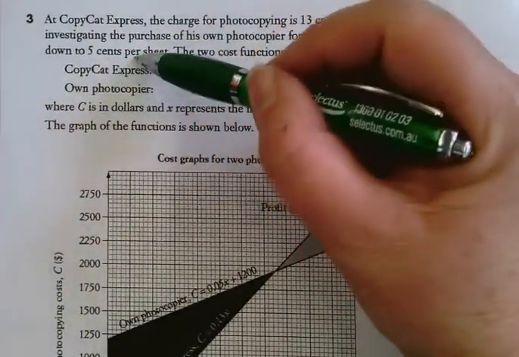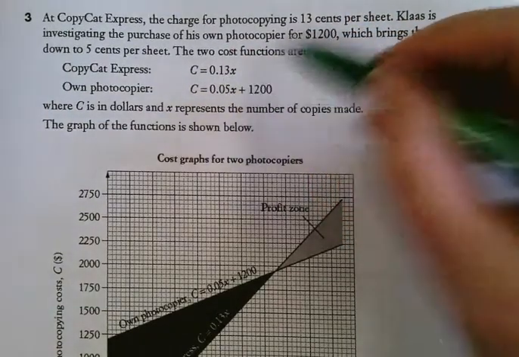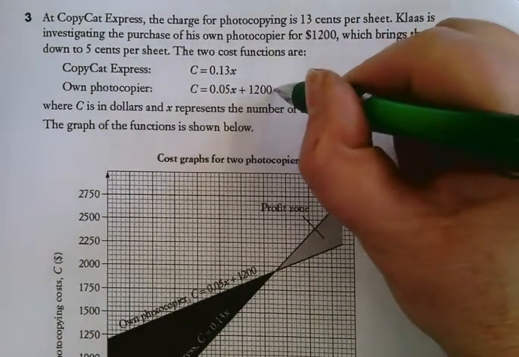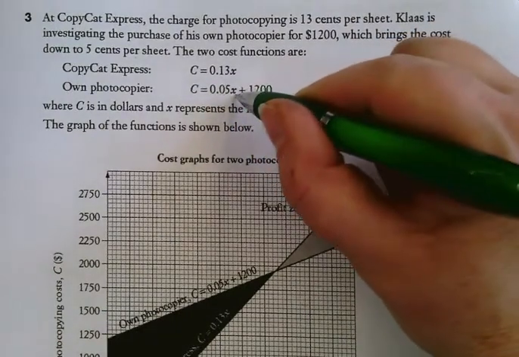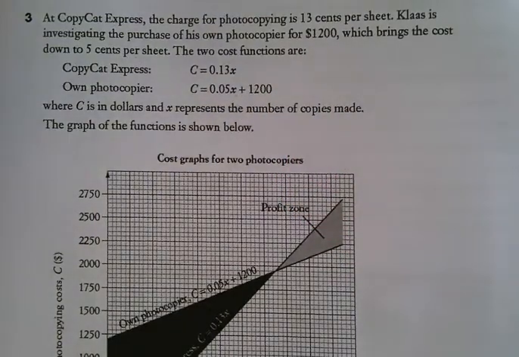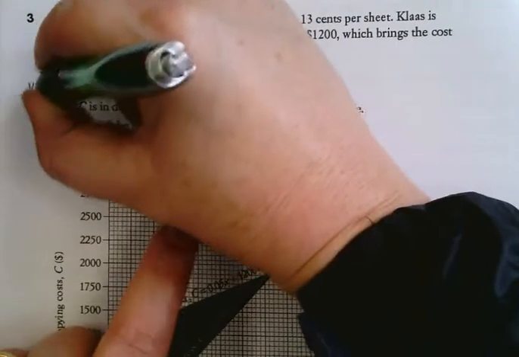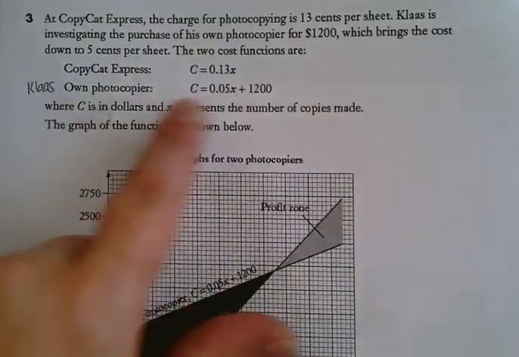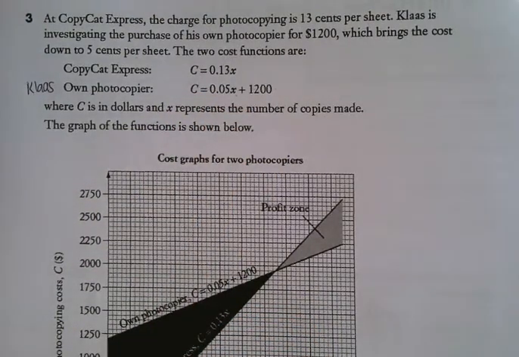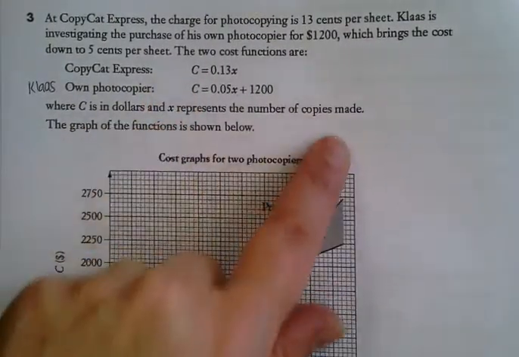Class can either go to Copycat Express and get charged 13 cents for every copy, so 0.13 times x, do you get that? Or if he buys his own photocopier that costs him $1,200, he's then going to pay 5 cents a sheet, so 0.05 times x, which is the number of sheets that it'll photocopy. The $1,200 is the upfront cost. Do you get that? So if class wants to use his own photocopier, it's $1,200 to buy it plus 5 cents per sheet. So x is the number of sheets that he will photocopy, the number of copies that he makes, where C is the cost in dollars and x represents the number of copies made.